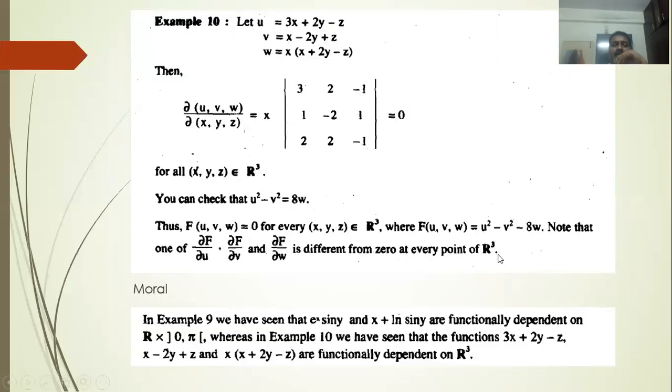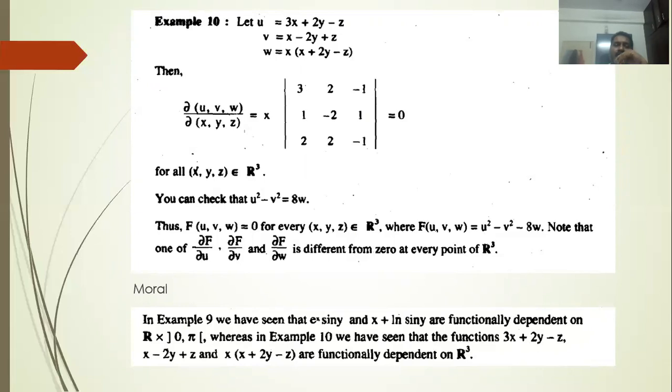Let's take another example. Let u equal 3x plus 2y minus z, v equal x minus 2y plus z, and w equal x times x plus 2y minus z. What is the Jacobian of u, v, w? Now we want to know whether u, v, w are related or not, that is, functionally dependent or not. Now let's check the Jacobian. J of u, v, w by x, y, z equals ux, uy, uz, vx, vy, vz, wx, wy, wz.